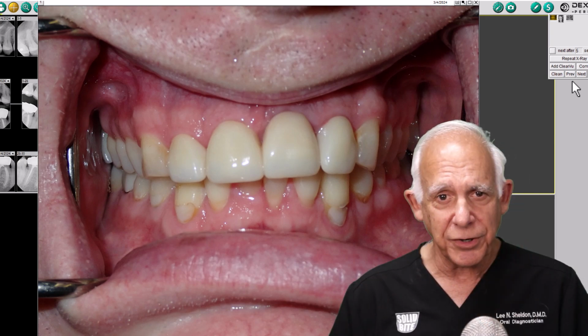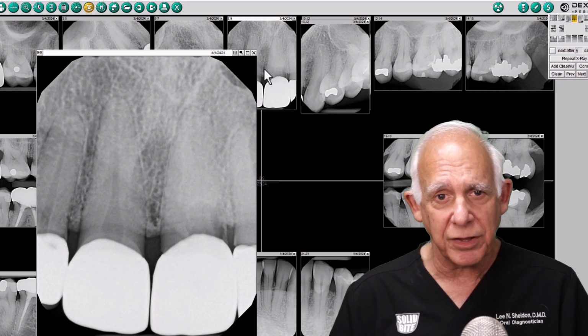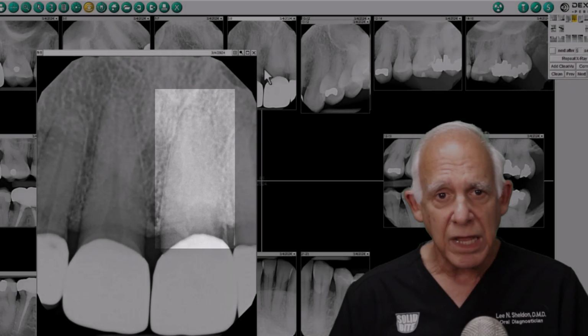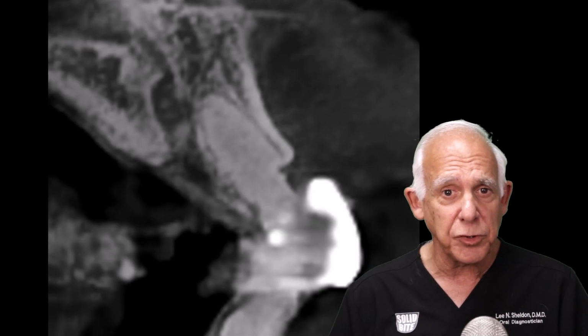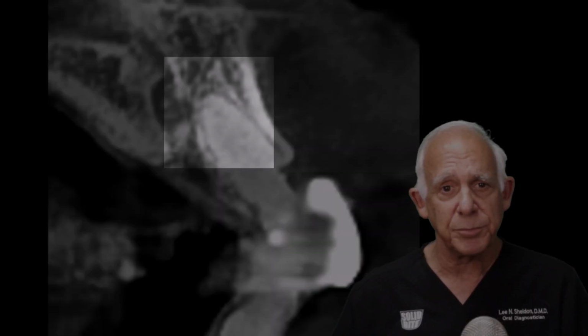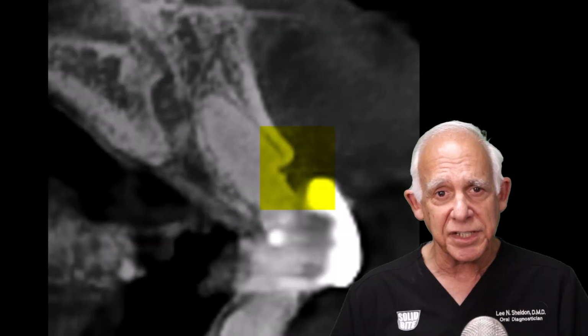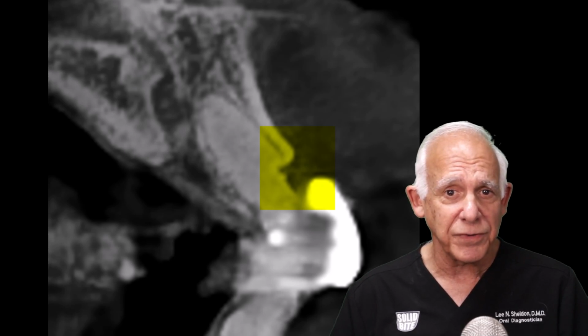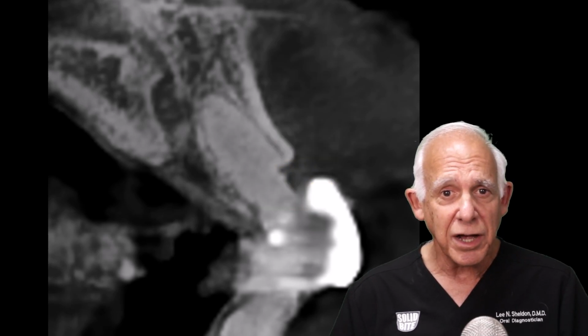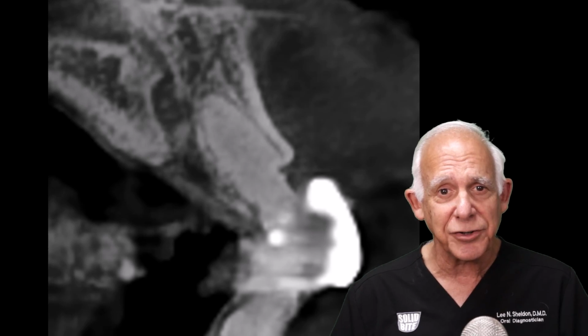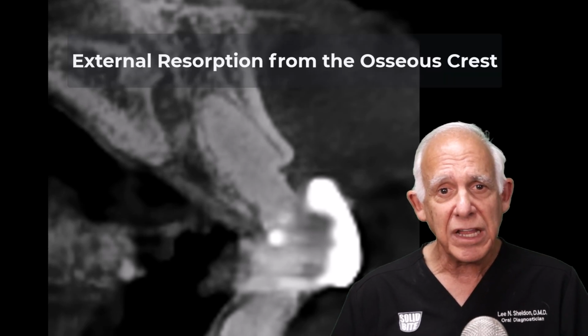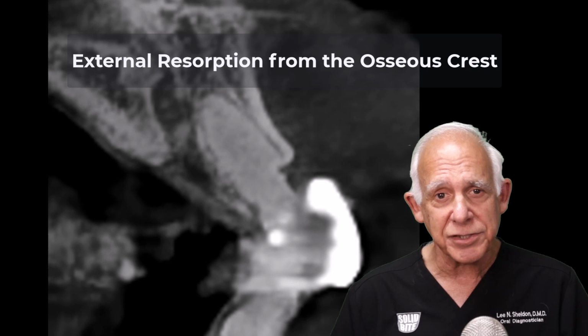Let's take a look at the periapical, and you'll notice there is a pulp canal in tooth number 8, but there is no pulp canal in tooth number 9. If we take a look at the CT scan, we'll notice there's no apical lucency on number 9. That's quite encouraging. Let's take a look at this part of the CT scan and notice the area of lack of contour in the facial aspect of the root surface of number 9. This is an area of external resorption from the osseous crest.